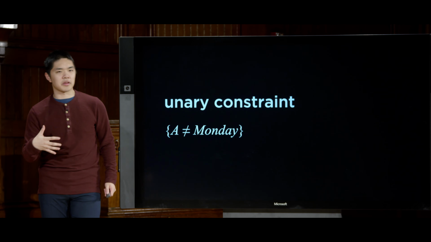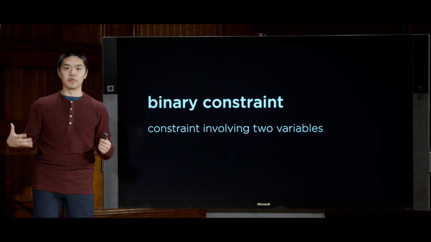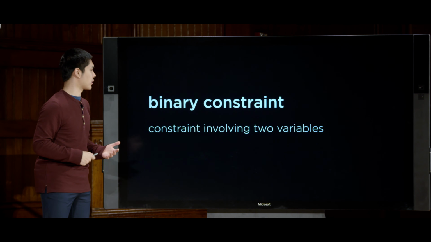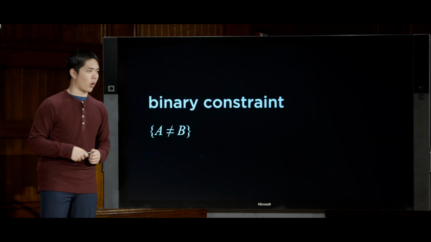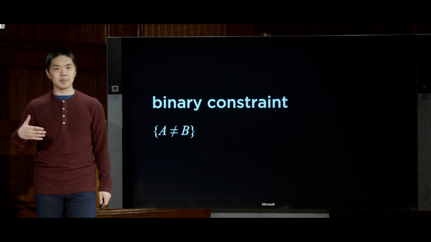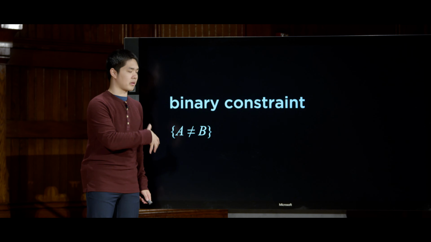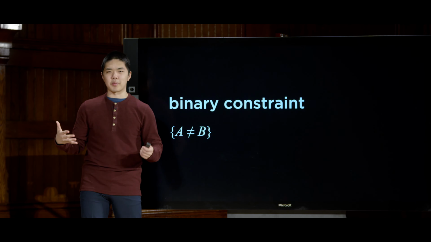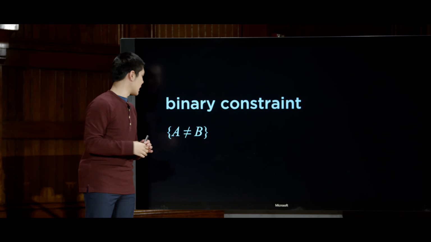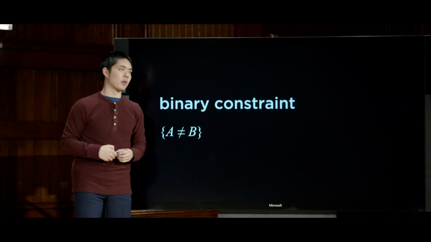And this is in contrast to something like a binary constraint, which is a constraint that involves two variables. So this would be a constraint like the ones we were looking at before. Something like A does not equal B is an example of a binary constraint, because it is a constraint that has two variables involved in it, A and B, and we represented that using some arc or some edge that connects variable A to variable B.